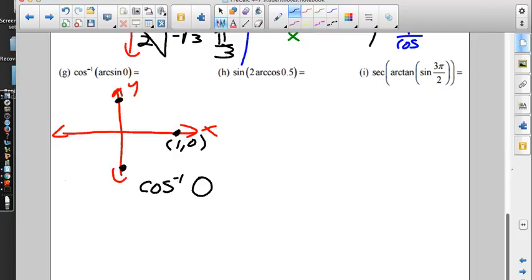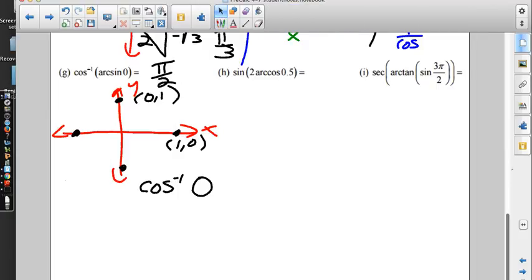So they want to know inverse cosine of 0. Well, inverse cosine is up here. So which of these 3 is going to give us a cosine of 0? And what's the name of that? Pi over 2. There we go. H is a lot like one you asked for from the homework.